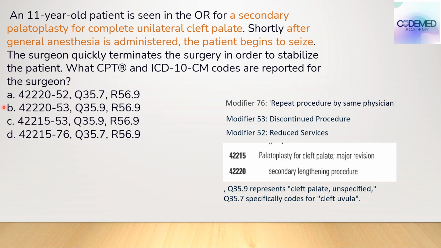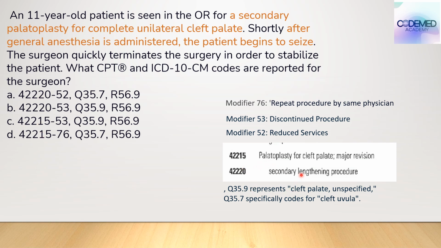So what has happened is the patient is undergoing a secondary palatoplasty for the complete unilateral cleft palate. Okay, this is important. But what happened here? The anesthesia was given, but the patient began to seize, and because of that, the surgeon quickly terminated the surgery. And we need to find out both the things. So these are the codes which are given, 42200 and 42215. These are the two first codes. So we need to first eliminate which is the correct CPT code.